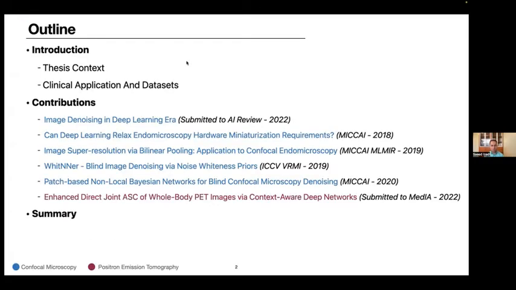Here's the outline for this presentation. We will start with going over the thesis context and the applications we target in this thesis. And then we move to a listing of the contributions we made in this thesis. In general, we cover three subtasks of image restoration, specifically image denoising, image super resolution, and attenuation and scatter correction. And we cover two medical image modalities, confocal microscopy and PET imaging.